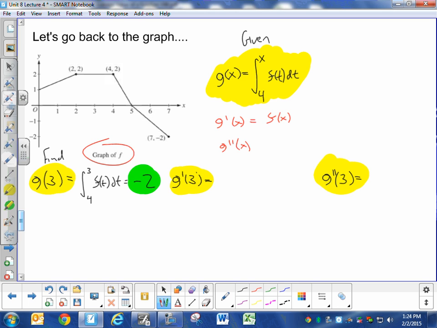G double prime... It does for the first one, for sure. The other ones it doesn't. So G prime is equal to F of 3. F of 3, you just look at the graph. Above 3, we get the y coordinate 2. G double prime is equal to F prime of 3, which is 0.